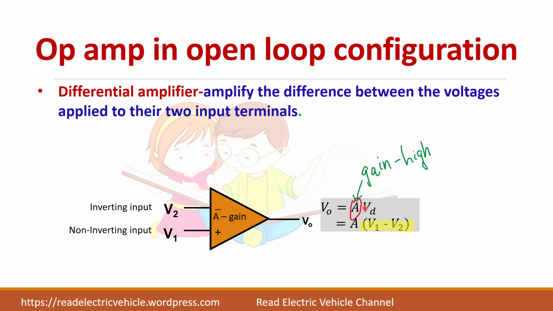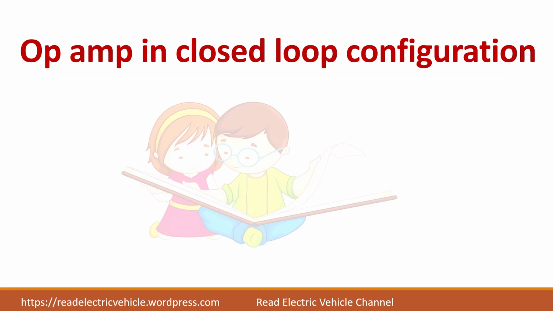But here the gain of the amplifier will be a very high value. So op amp always gives you an output of plus Vsat or minus Vsat. It never operates in the linear region. So the output is always the saturation voltage. We cannot control the gain of this amplifier. To control the gain of the op amp, we can go for a closed loop configuration.